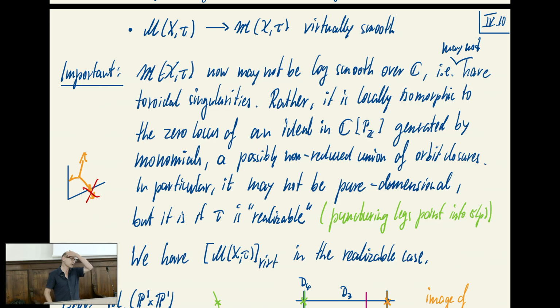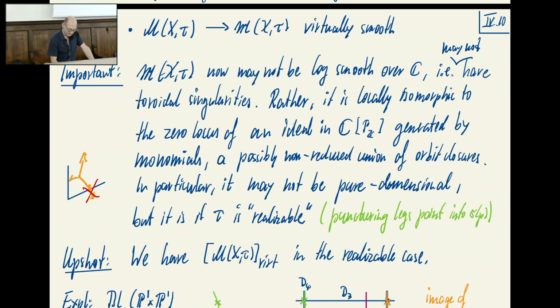That would not be realizable, okay? So it has to move a little away. But the tropicalization of any honest punctured stable map is realizable. That's where the name comes from. So these are the ones you are really interested in. And restricting to realizable ones, you do get pure dimensional spaces.